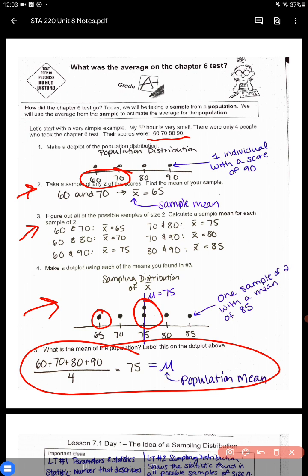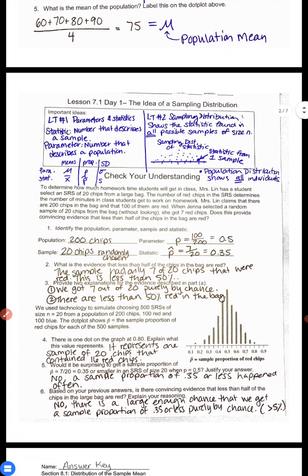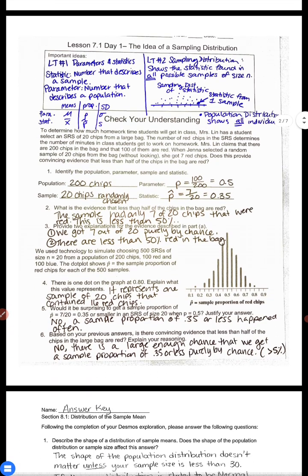Okay? So again, just to reiterate, when you take many samples, the mean of all those samples put together should match the mean of your population. All right. Now, you can also do this for things other than the average. You can do it for a proportion. So let's look at an example of that.